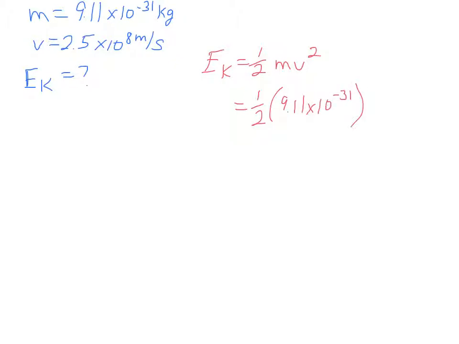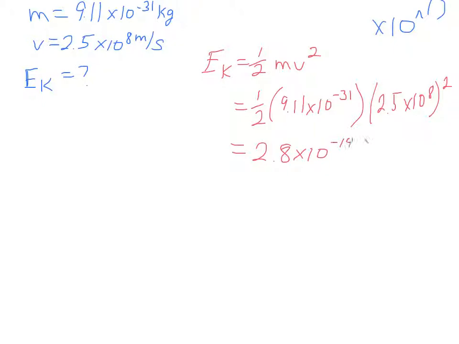When you're plugging this into your calculator, you need to use the times 10 to the button. Please ask me if you have questions about that, because you need to put an exponent there for the 10. We're going to multiply that by our velocity, which is 2.5 times 10 to the 8. And we have to square that. And then when we do our math here, we are going to get 2.8 times 10 to the negative 14 joules.